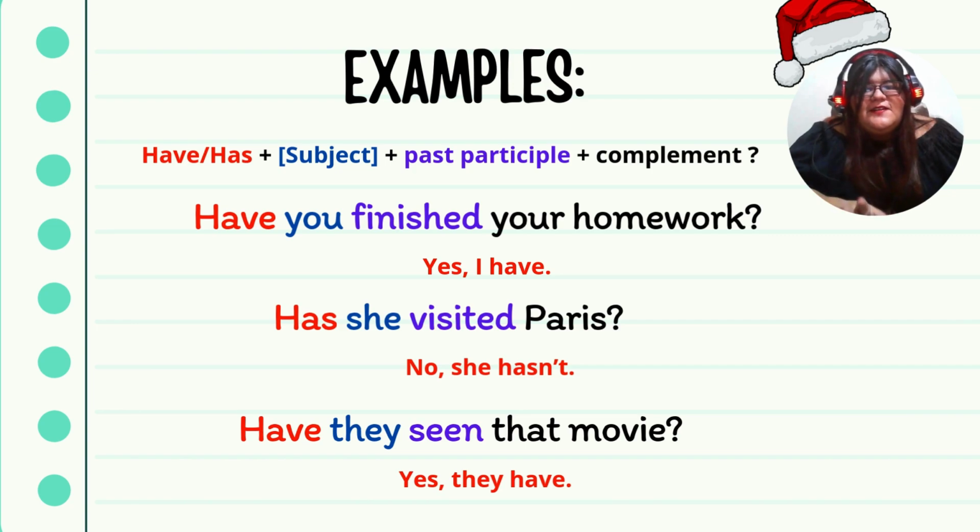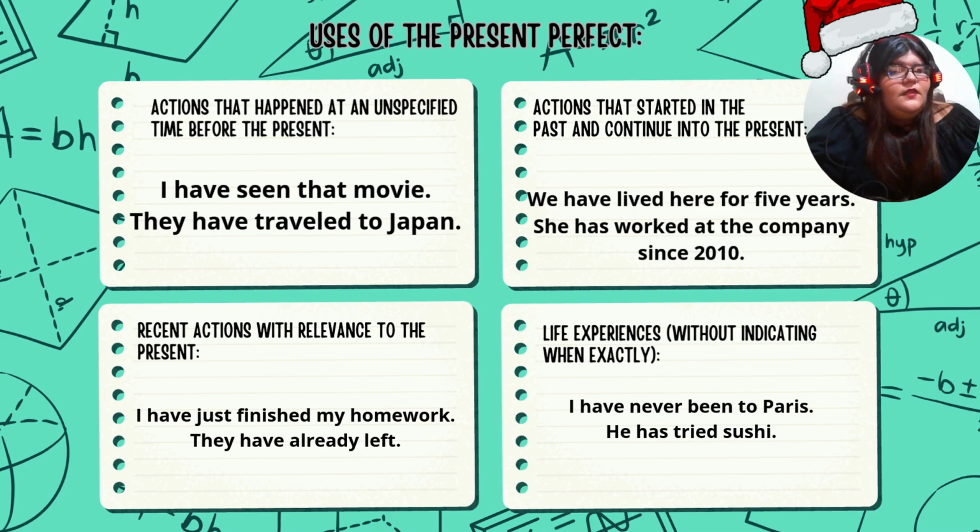It depends in which way you want to answer. Without or with a contraction is up to you. Now let's see the uses of the present perfect. We will use it with actions that happen at a specific time before the present. For example, I have seen that movie. They have traveled to Japan.